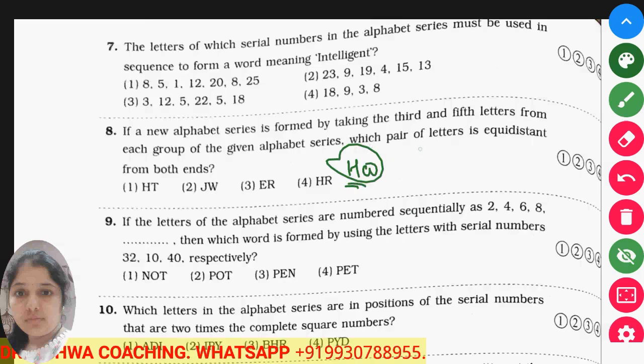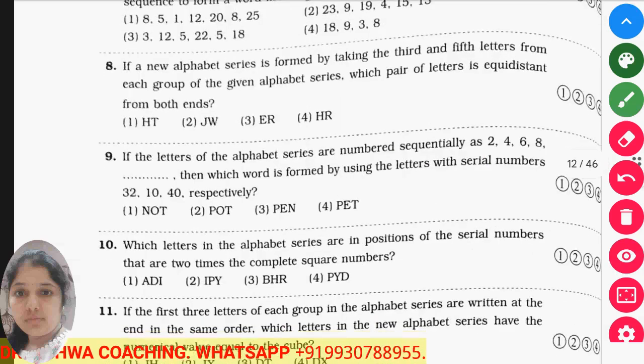How will you take? Take the third letter from the first series as C, fifth is E, second series H, J, then M, O, like this. From the fourth and fifth series you extract the third and fifth letters. Now count from this end. H is at the third position. The letter at the third position from the right end will match with H, and that is the correct answer.